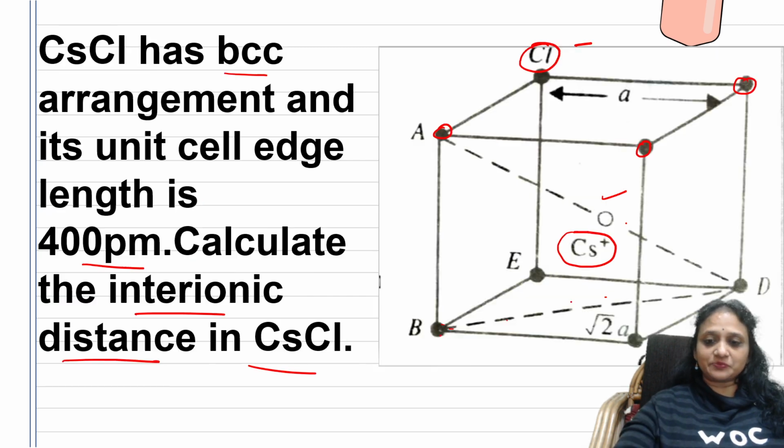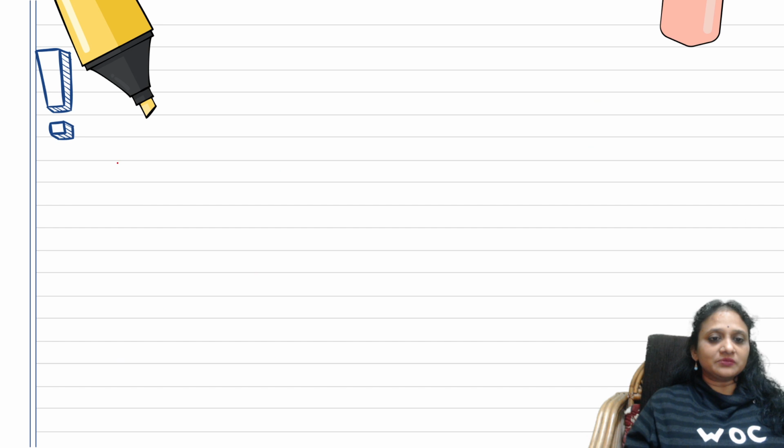Now next, step 2. BD is root 2 a, which I have written here. Now let us calculate for AD. This part I'm going to calculate for AD. Let's start calculating the second point, the distance AD.